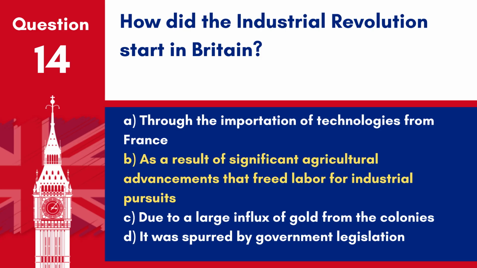Answer: B. As a result of significant agricultural advancements that freed labour for industrial pursuits, the Industrial Revolution began in Britain largely due to advances in agricultural techniques and technology, which increased food production and freed up labour to work in the new industrial factories.